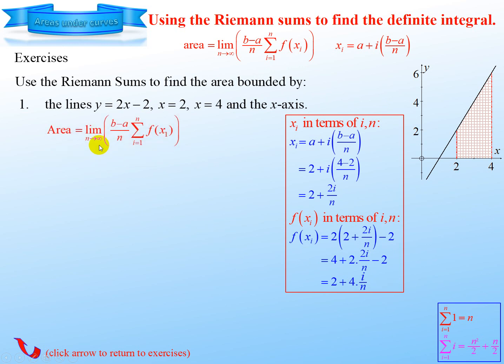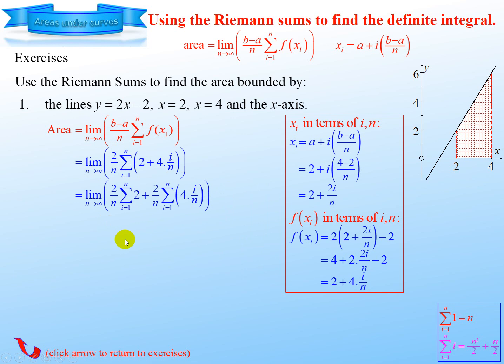So we can take our formula and we can substitute what we know. We know b minus a over n is 2 over n, and we know f of xi is 2 plus 4i over n. So next step, always separate the sigma notation. There we are. Next step after that, we're going to take out the 2, so we have just the 1, and we're going to take out the 4 over n, so that we have just the i.